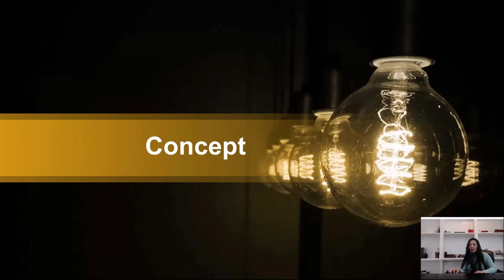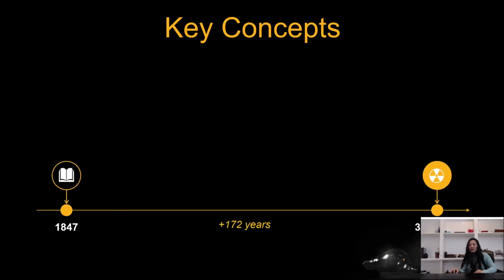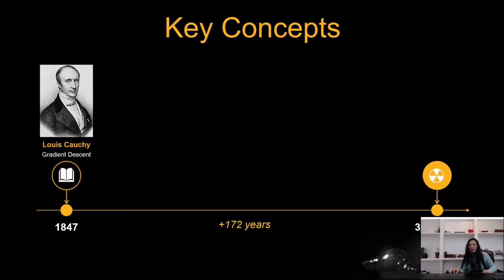First, we'll start with the concept, and let's go back about 170 years ago. In 1847, Louis Cauchy proposed gradient descent algorithm. Gradient means slope and descent means steepest. So this is the first order iterative optimization algorithm. This is a mouthful phrase, but I'm going to break this down for you.